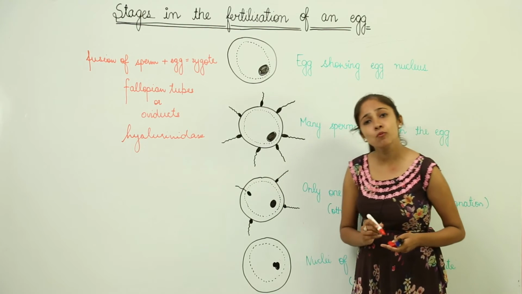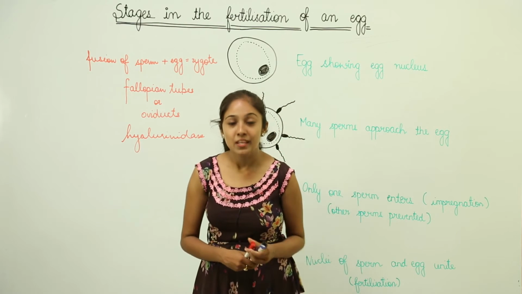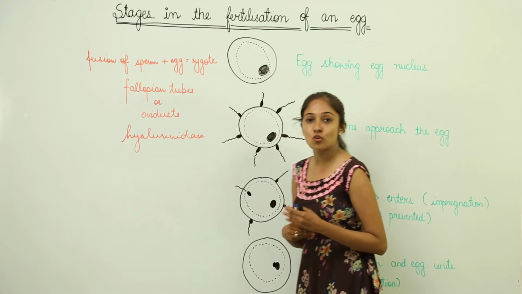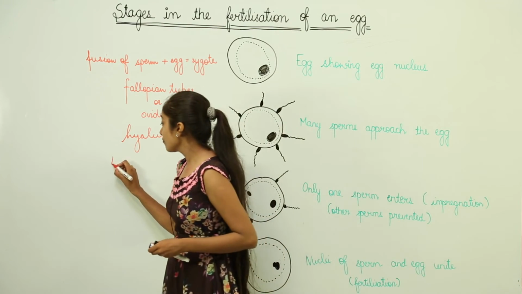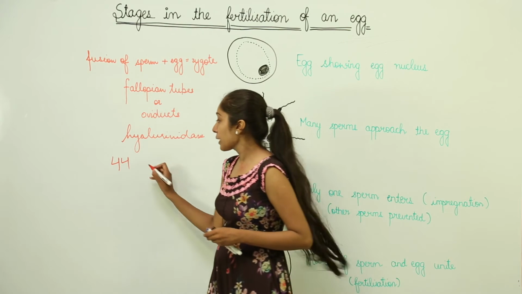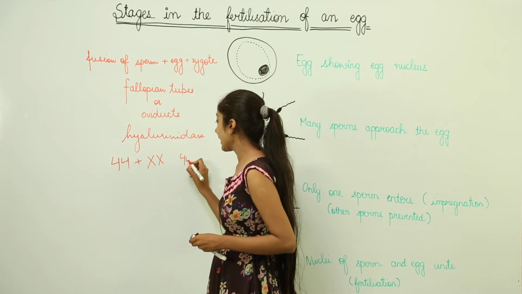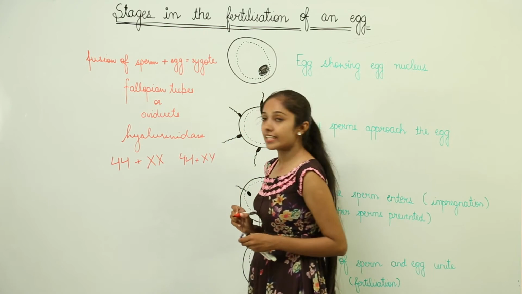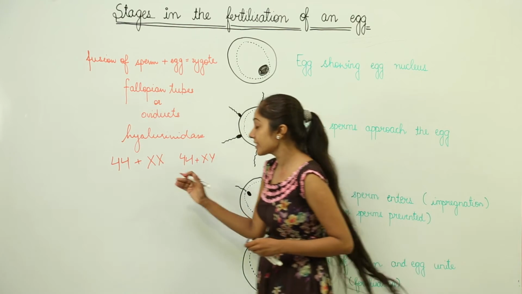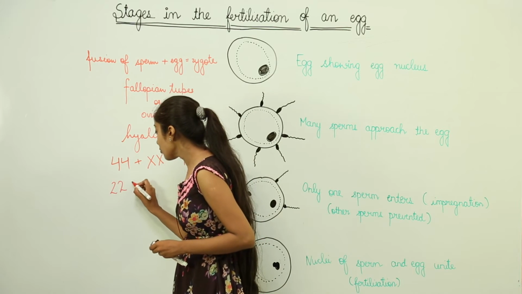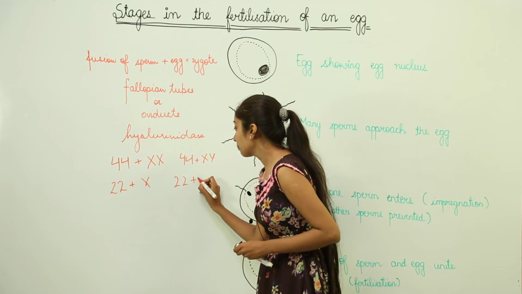Now why this head portion only? Why not the tail? Because in the head portion we have the genetic material, and this genetic material is composed of chromosomes. What is the number of those chromosomes? We have 44 autosomes, plus sex chromosomes which can be XX or XY. But in this case, the sperms and the egg are going to have half the number of chromosomes. That means the sperm may have 22 plus X, or it can have 22 plus Y.